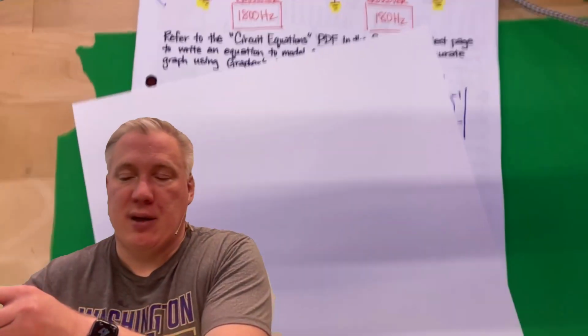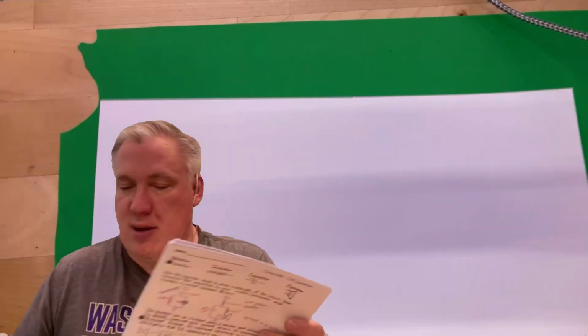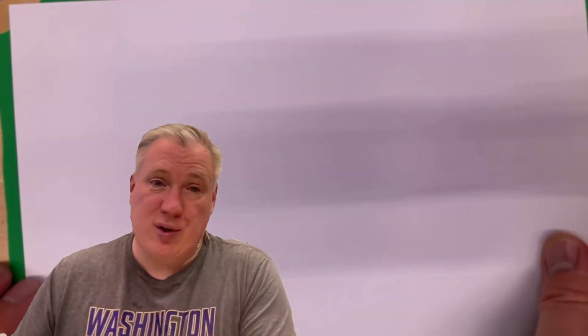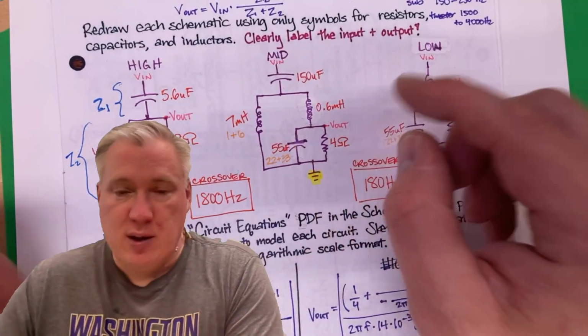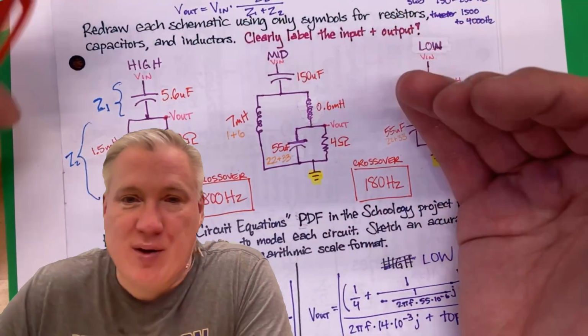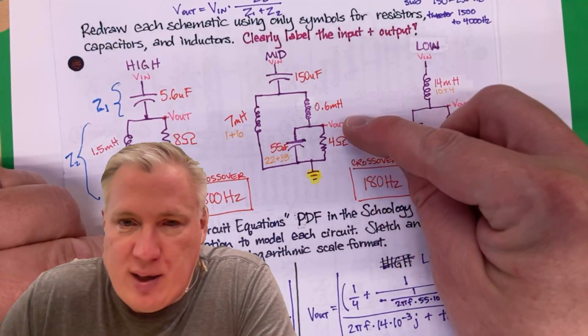And that one's a doozy. So first, let me show you why it's such a doozy. Okay, so here's the mid equation. Where's the speaker? Where is the sound coming out? And it's right here where it's labeled V out.